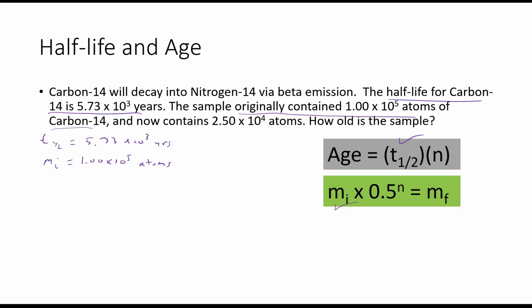So, the sample originally contained 1 times 10 to the fifth atoms of carbon-14. Now it contains 2.50 times 10 to the fourth atoms. So how much it actually has now is our Mf. I'm going to write that variable down. Mf equals 2.50 times 10 to the fourth atoms. So, the variables we know are the half-life, Mi, and Mf. What we don't know yet is n, and we don't know the age.